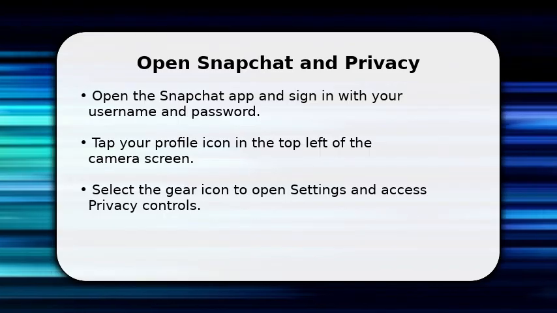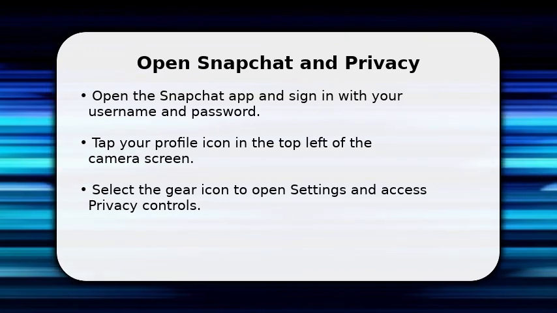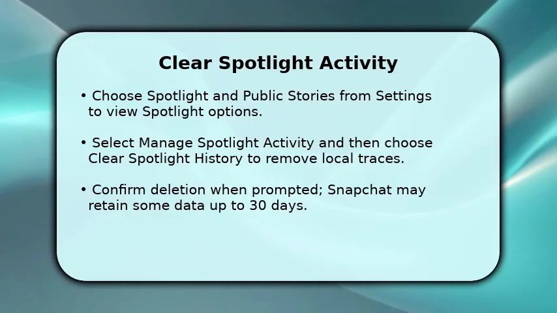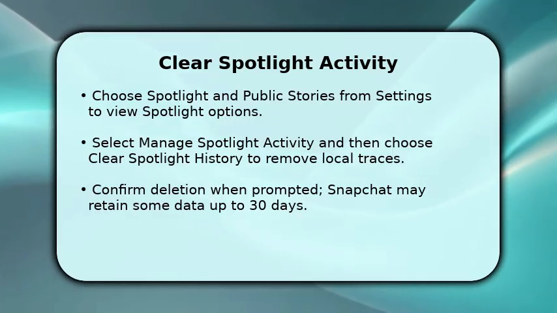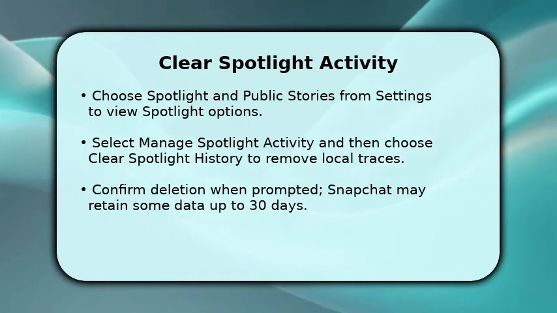This area contains your Spotlight history and preferences for public content. Pause here and ensure you are on a secure Wi-Fi network before making changes to account data. Choose Spotlight and Public Stories from Settings to view Spotlight options. Within that menu, select Manage Spotlight Activity and then choose Clear Spotlight History to remove local traces.